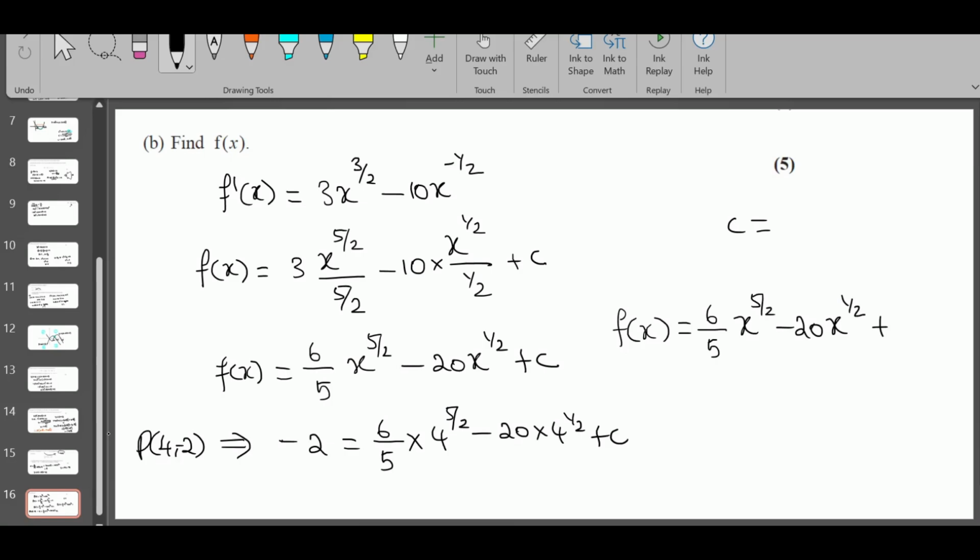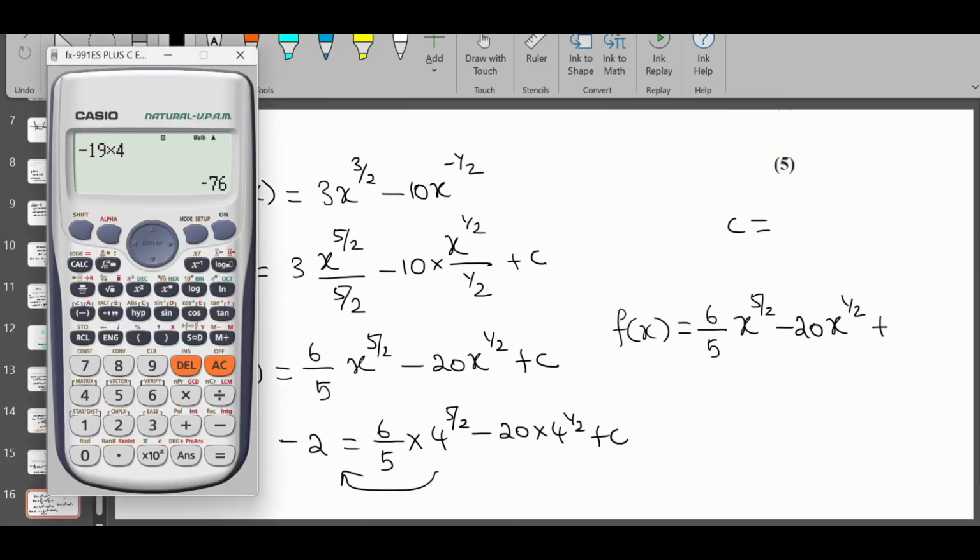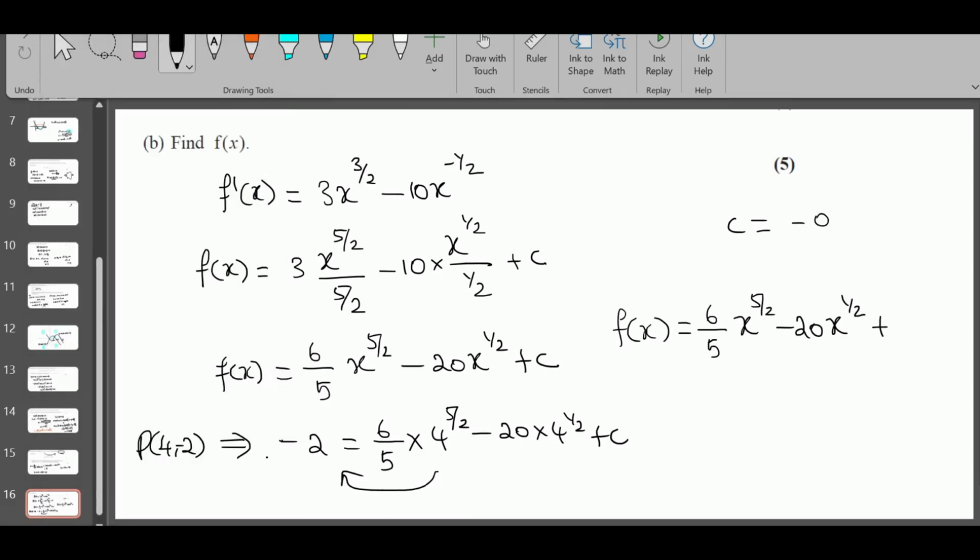So let's calculate the value of c first. From here, move everything here. So minus 2 minus 6 over 5 times 4 to the power 5 over 2 plus 20 times 4 power half. 4 power half is 2, 20 times 2 is 40. Minus 0.4. C is equal to minus 0.4. So you can just put minus 0.4 here. That's the function. That's all.